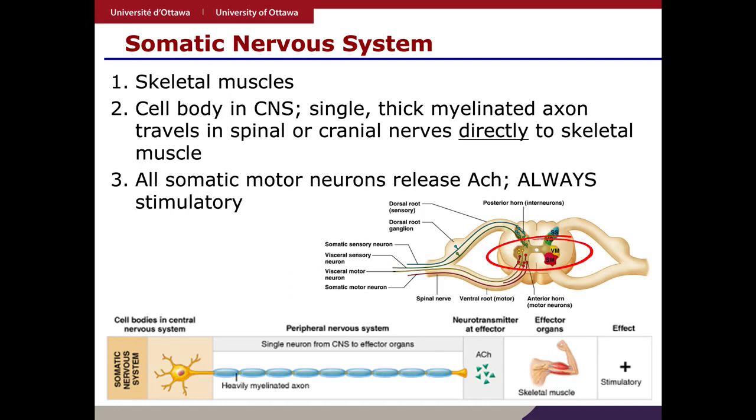A single thick myelinated axon travels out of the CNS and into the PNS via the spinal or cranial nerves and continues uninterrupted to its target organ, skeletal muscle. Nerve terminals of somatic motor neurons release acetylcholine, which always stimulates skeletal muscles to contract.